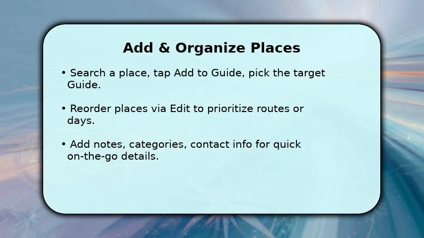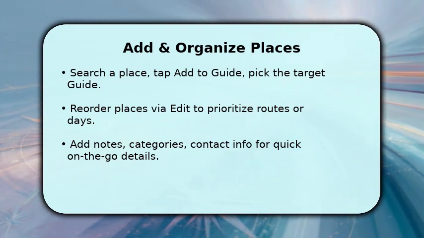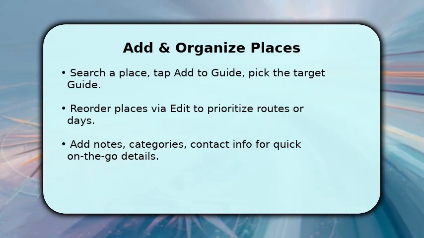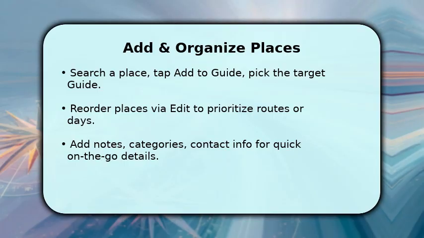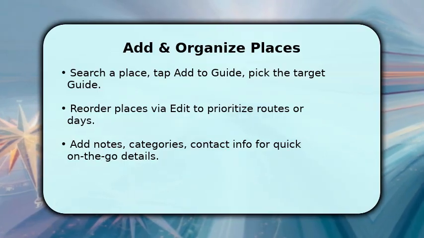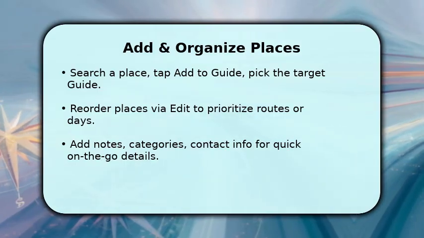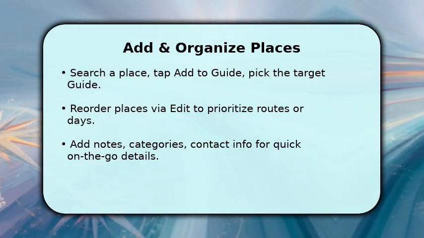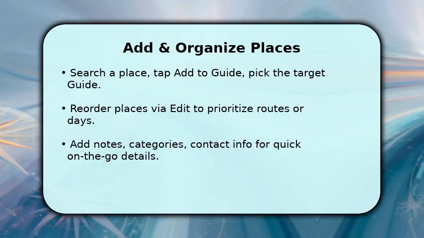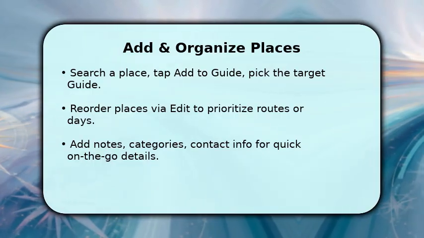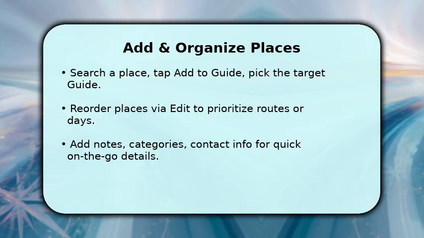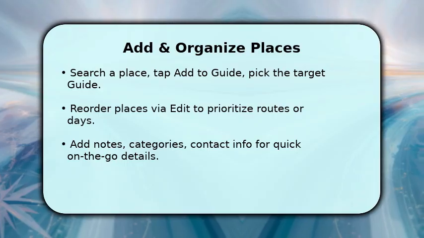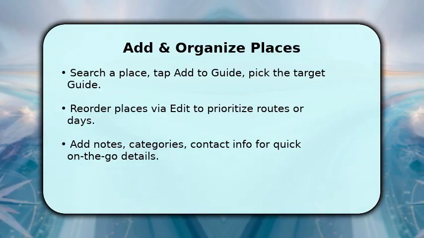You'll now populate and organize the guide. Search for restaurants, sites, or hotels and tap Add to Guide. Select the guide you created. Once places accumulate, tap Edit to reorder them into a sensible sequence for walking or driving. You can add short notes or categories to each place so you remember why it's included. After organizing, tap Done. This keeps the route and priorities clear. This structured list saves time when you navigate or share the guide with others.